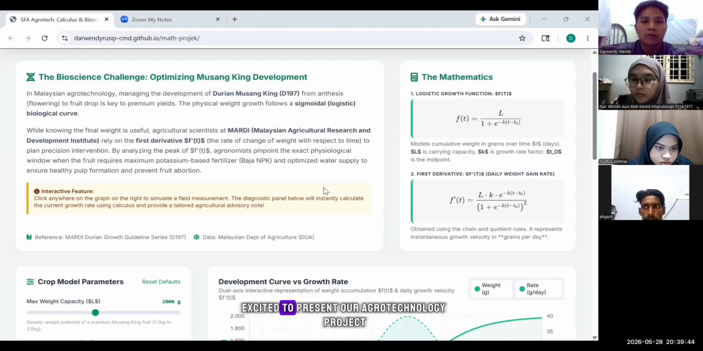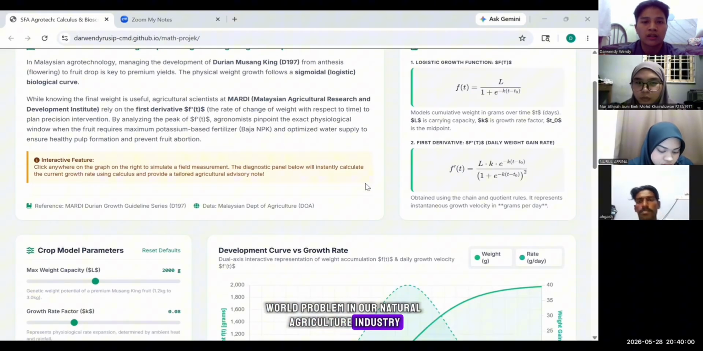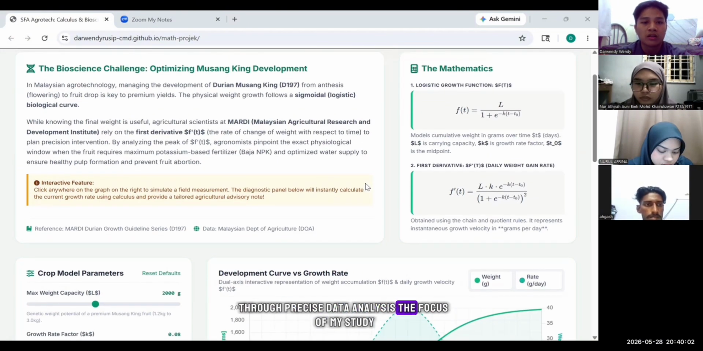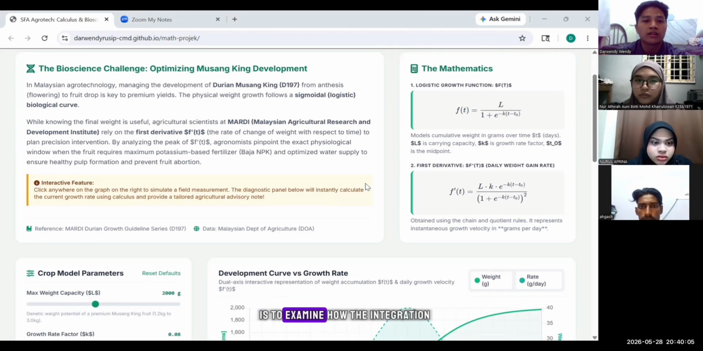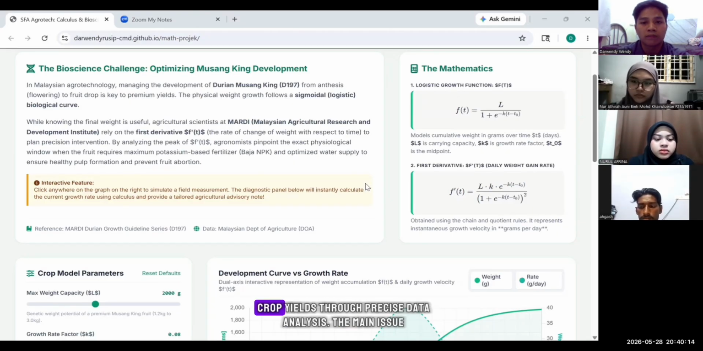Today, I am excited to present our agri-technology project entitled Calculus in Malaysian Agriculture: Optimizing the Development of Musang King D197 durian. This project demonstrates how calculus can solve real-world problems in our agriculture industry through precise data analysis. The focus of my study is to examine how the integration of modern mathematics can advance the local agriculture sector, especially in helping farms improve crop yields through precise data analysis.